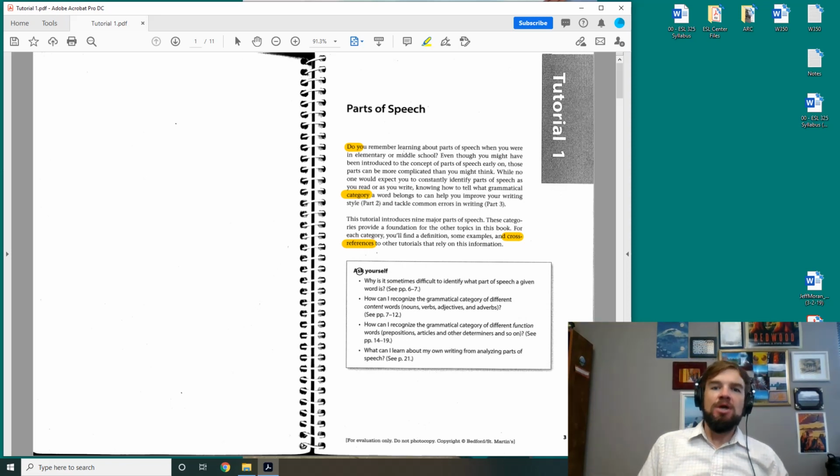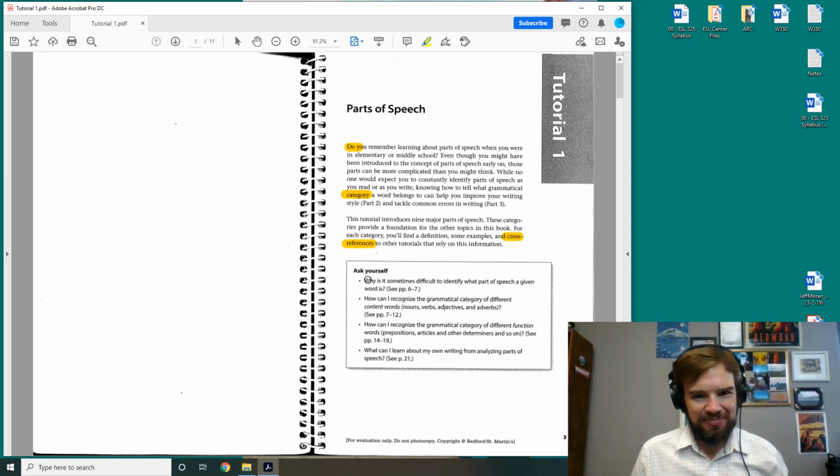So before we get started, some questions to think about, where she asks you to ask yourself. First, why is it sometimes difficult to identify what part of speech a given word is? How can I recognize the grammatical category of different content words? And we'll talk about what content words are. How can I recognize the grammatical category of different function words? Again, we're going to talk about what that is. And what can I learn about my own writing from analyzing the parts of speech? So things to think about, and I promise by the end of this tutorial 1, you'll be able to answer some of those questions.